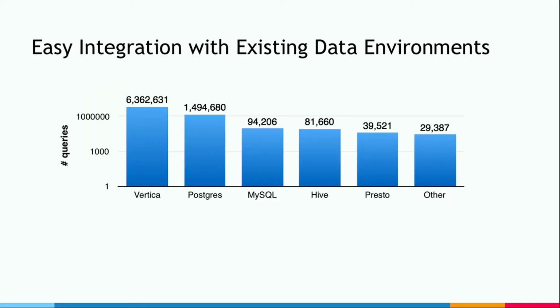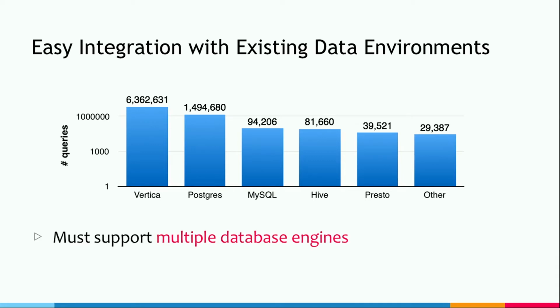On the issue of integrating with existing data environments, this is just a snapshot of some of the databases that are used at Uber. And you see that there's a bunch of them. Each one of them is tuned for a specific task. It's put in deployment for a specific reason. And so that means we really need to be able to support all these different databases, okay?